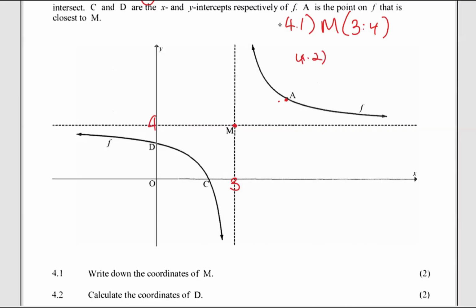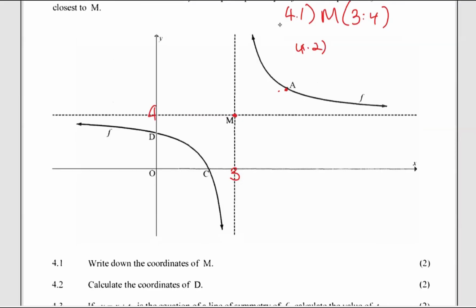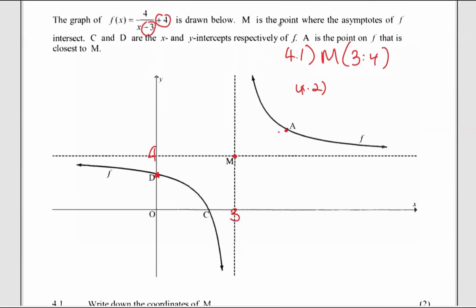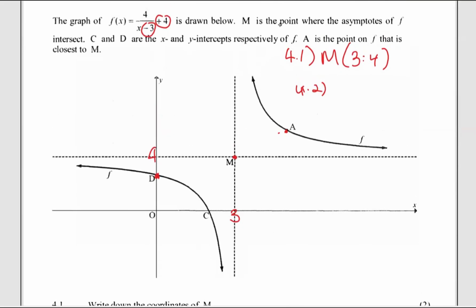Then 4.2, they want us to get the coordinates of D. So where is D? D is the y-intercept, and the graph of f is passing there. So for the y-intercept, x is a 0. So it's going to be 4 over 0 minus 3 plus 4. So punching this into our calculator, I'm ending up with 8 over 3. So they want the coordinates, so it's 0 and then 8 over 3. Okay. And then 4.3.